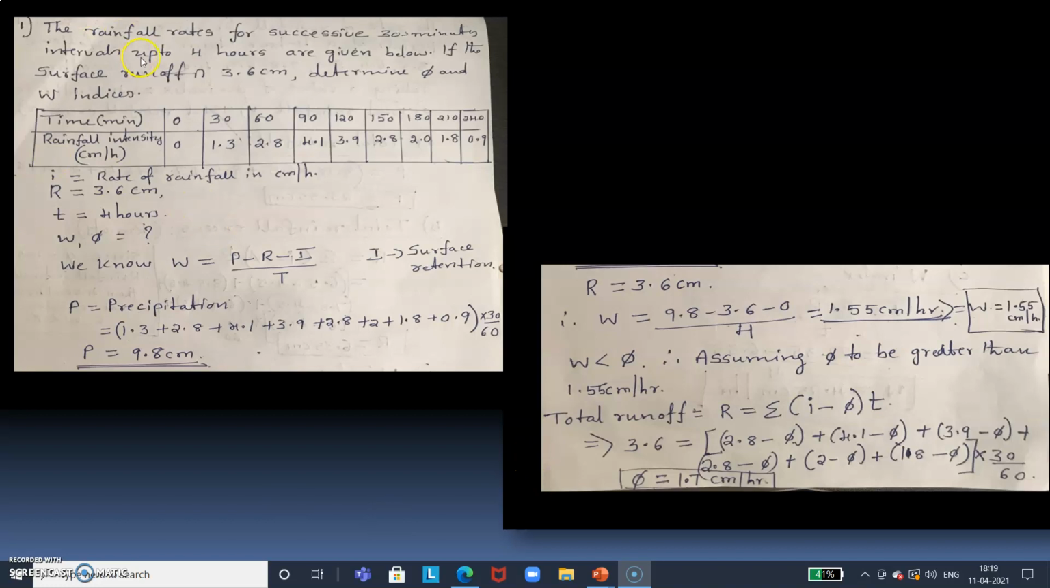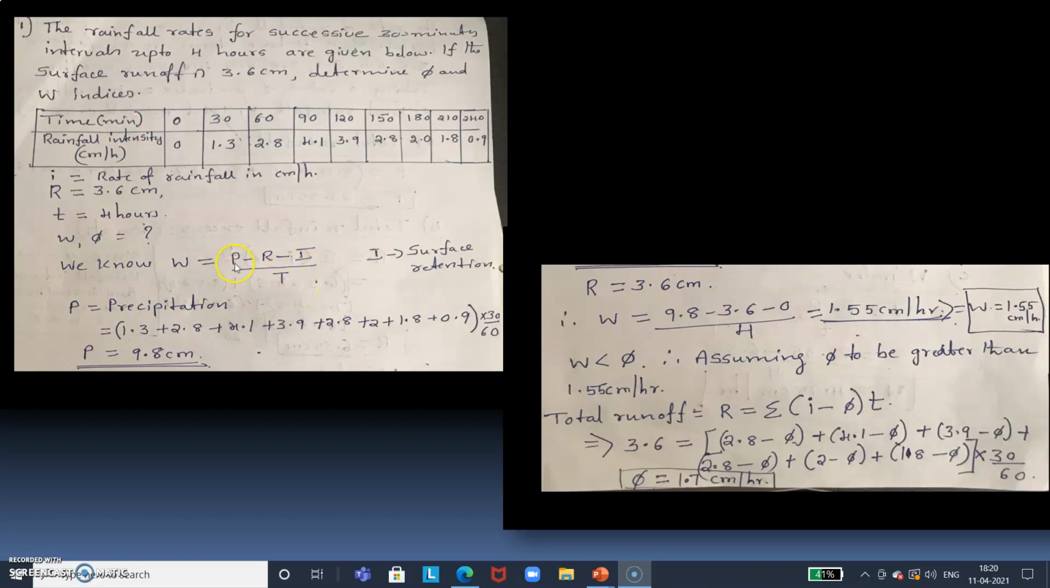The first one is: the rainfall rates for successive 30 minute intervals up to 4 hours are given below. If the surface runoff is 3.6 centimeter, determine phi and W indexes. So here you have to calculate the W index and the phi index. The rainfall intensity is given for every 30 minutes, up to 4 hours, and surface runoff is given. So what do we have to calculate first? We have the formula W = (P minus R minus I) divided by T.